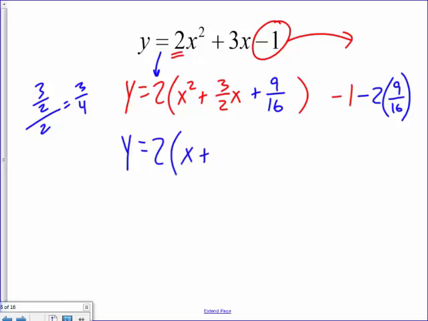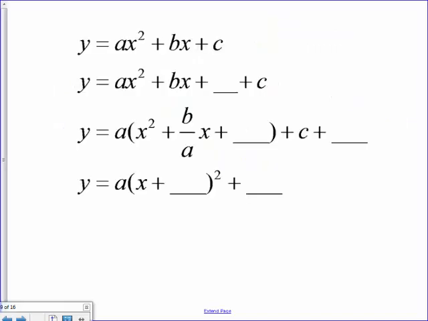X plus, remember the half of b, which is 3/4, squared. And then, I might have to use my calculator here, negative 1 minus 2 times, which is negative 2 1/8, negative 2.125. So there we go, very nice. All right, and we could derive this formula.